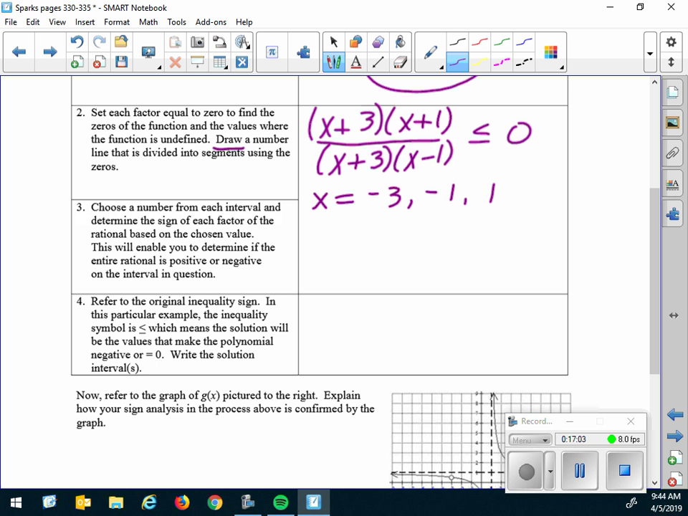Now we're right here. Draw a number line that is divided into segments using those numbers. Didn't we do this? We did with just a polynomial, not with a rational function. But yes, we did.